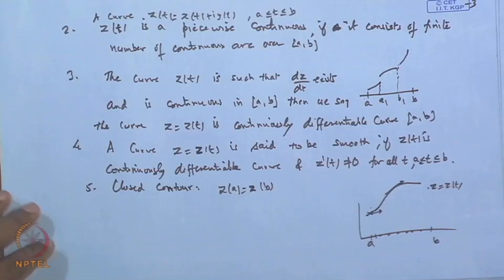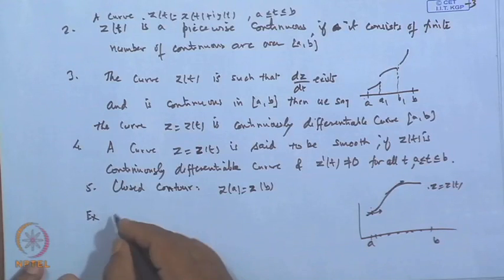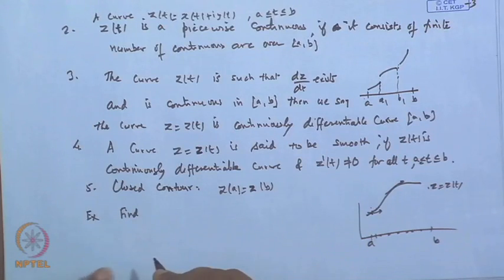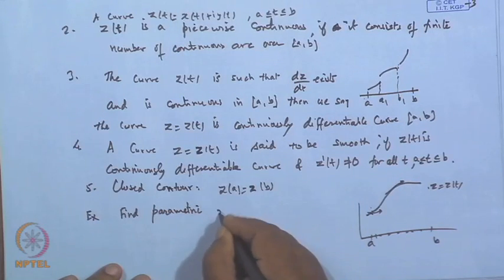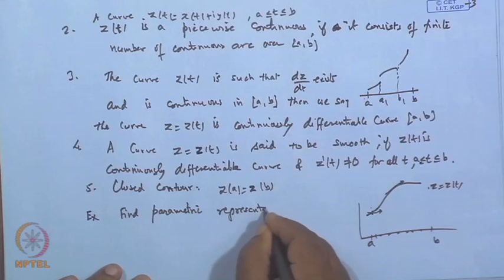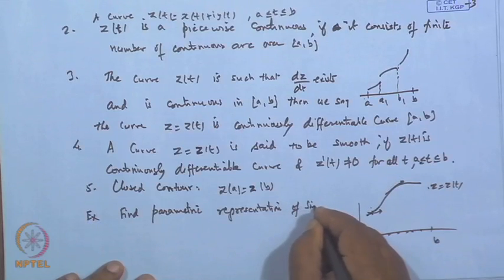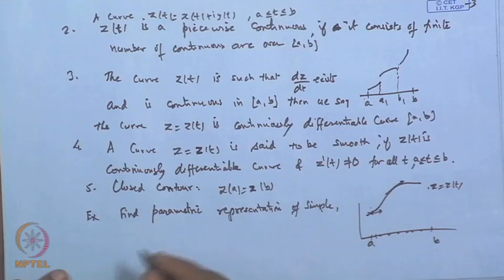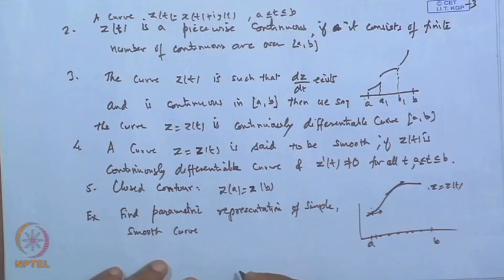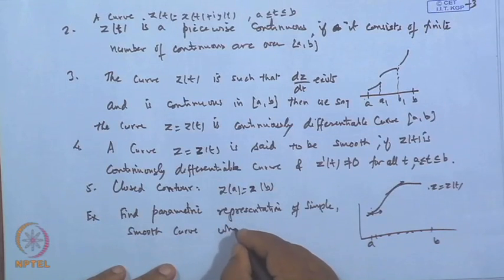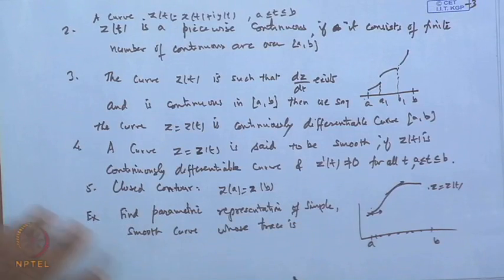Okay. So, before that let us see one example where we find the parametric representation of a simple smooth curve whose trace is the ellipse.